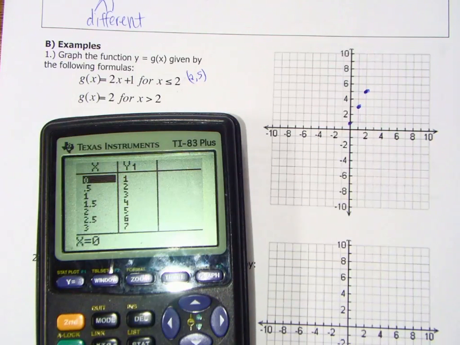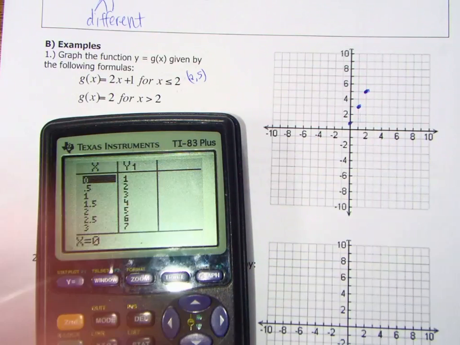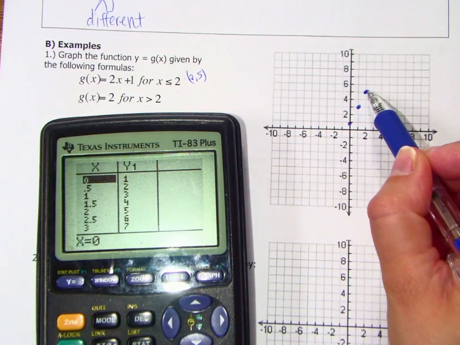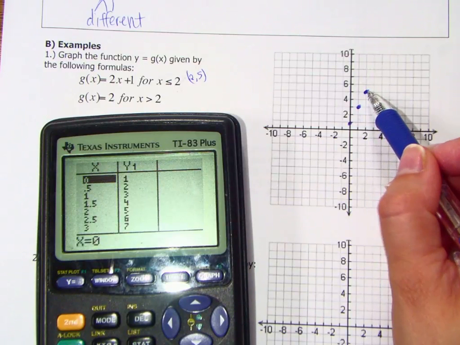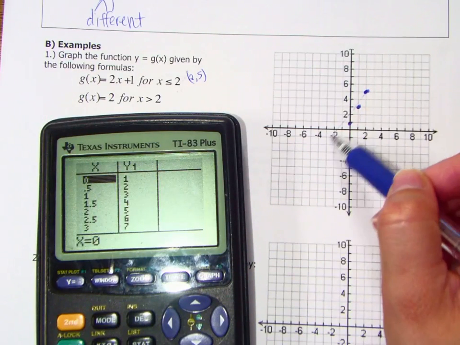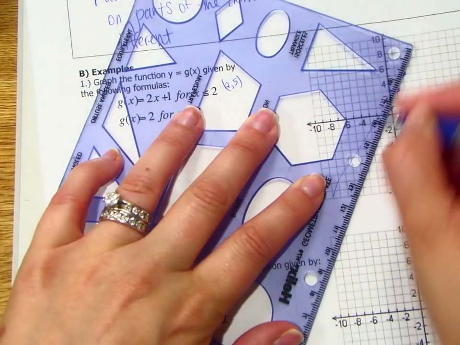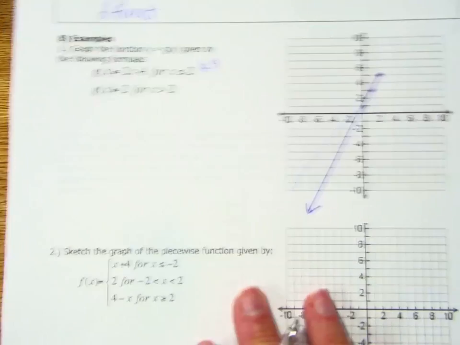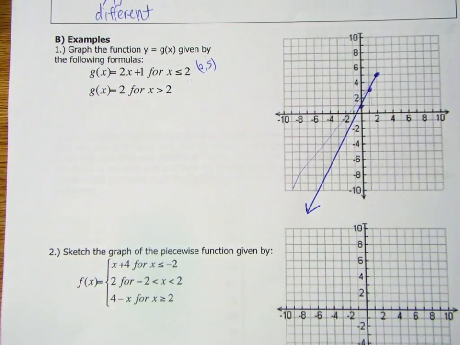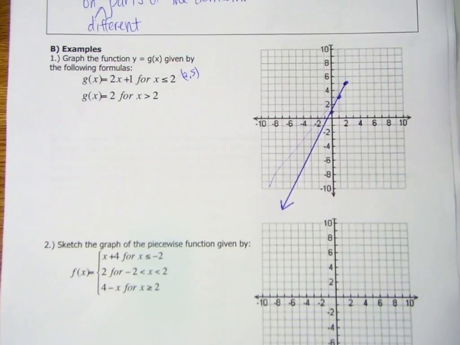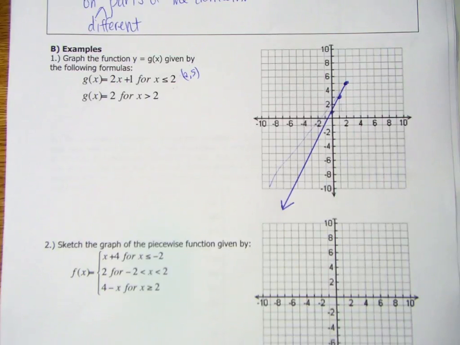So at this point, I'm getting a pretty good idea of what that graph looks like. Just be really, really careful that you draw this line in the correct direction. I'm going from that initial point to values less than or equal to 2. Questions on that much? Good?